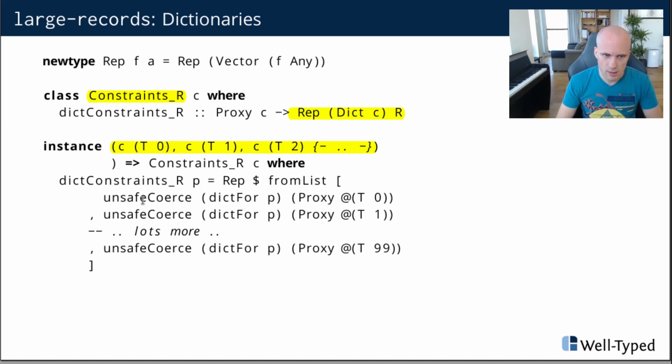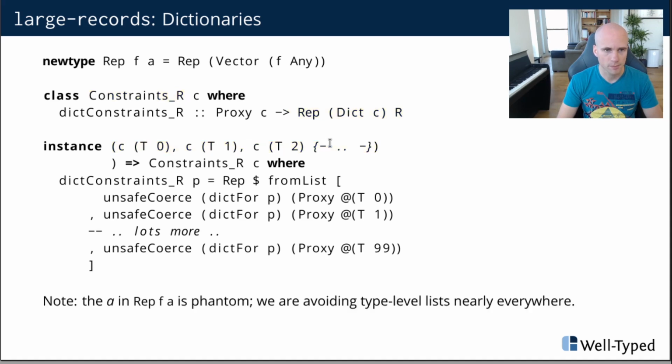We then have a single instance that produces one of these dictionaries, a single instance for this class. That instance has 100 superclass constraints, but that's okay. This will become a function that has 100 arguments, so linear, but there's no compounding factor. So it takes 100 arguments and then basically just sticks them all together in this vector here, and that's it. It doesn't need to do very much more than that. And it's linear in size, not quadratic.